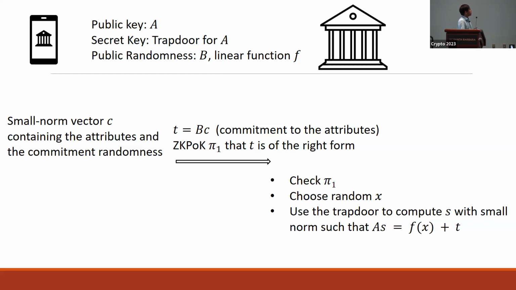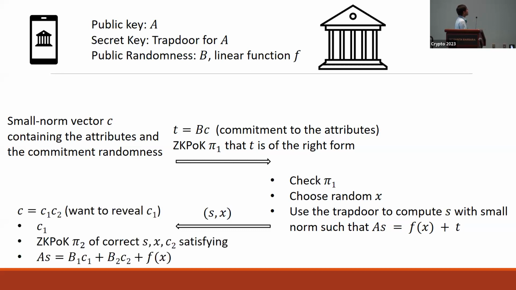The issuer checks the proof and then runs the signing protocol, which is basically picking a random X from the set M and then using the trapdoor to compute the short vector S such that AS is equal to f of X plus T. And just to recall again, T is indeed equal to BC. So this is the similarity to the underlying signature scheme. And then the issuer outputs the pair S, X.